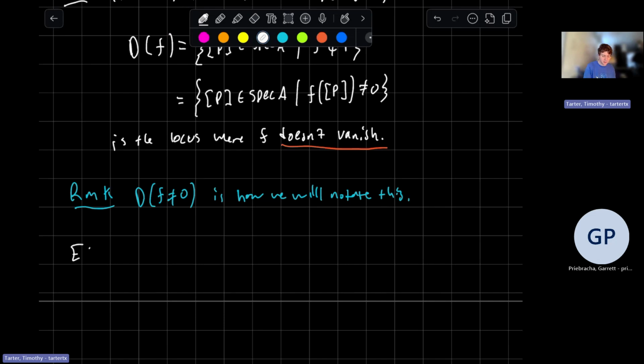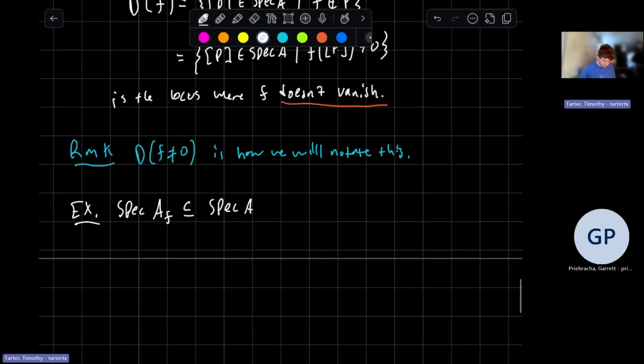Just as an example of this, Spec A_F is the subset of Spec A where F won't vanish, right? We've observed that the Zariski topology on the doesn't vanish set corresponds with the Zariski topology on Spec A_F.